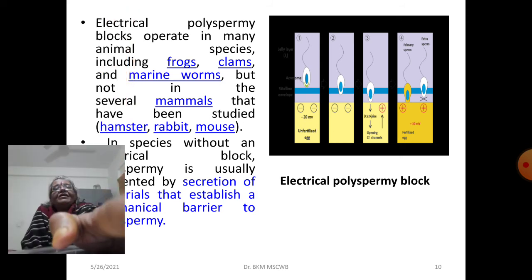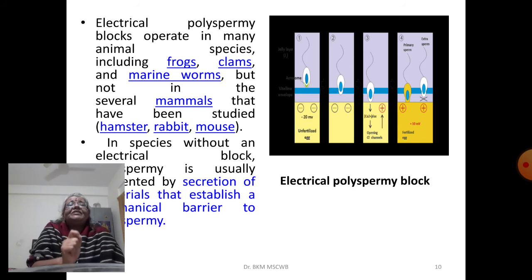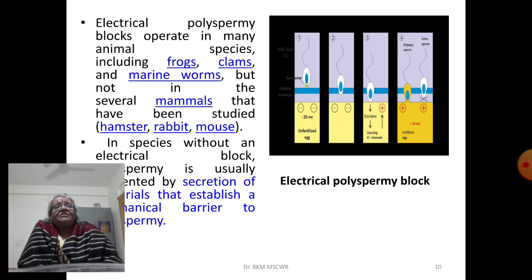Now, let's see here. So, electrical polyspermy blocks operate in many animal species including frogs, clams, that is mollusks, and marine worms, but not in several mammals that have been studied like hamster, rabbit, mouse, etc.